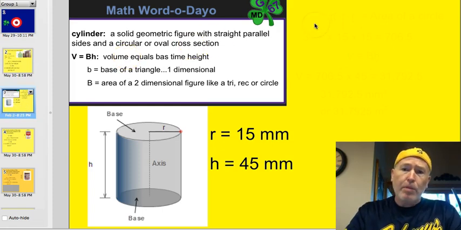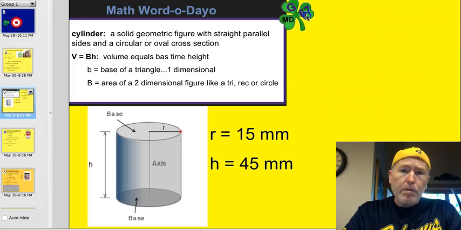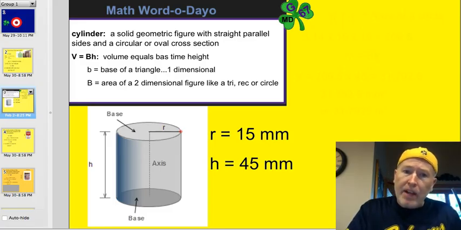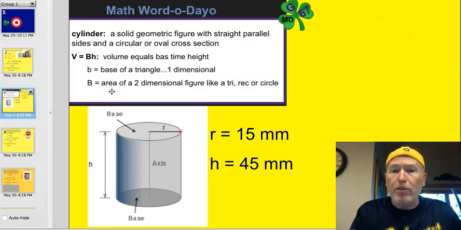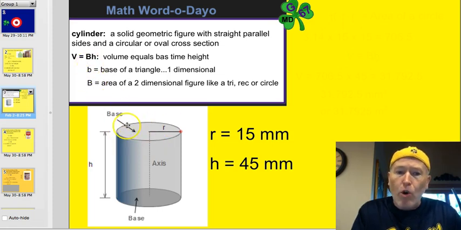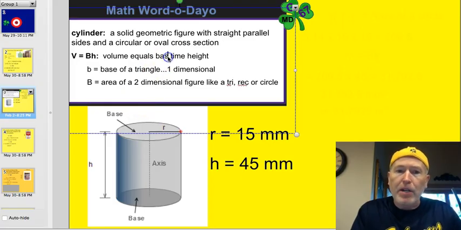A couple of vocabulary things. First of all, a cylinder. It's a solid geometric figure with straight parallel sides and a circular or oval cross section. We're working tonight specifically with circular cylinders. Volume equals the base times the height. That formula, keep in mind, the little b is like the base of a triangle. That's one-dimensional. The big B, that's the area of a two-dimensional figure. So when we're talking base times height, we're talking this is already a two-dimensional figure. We're going to have the area of that circle.